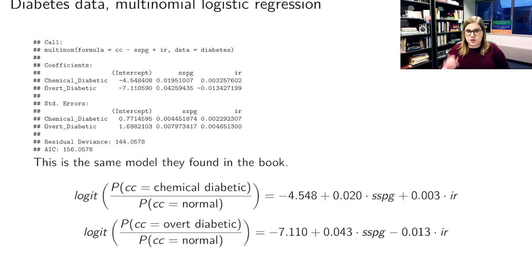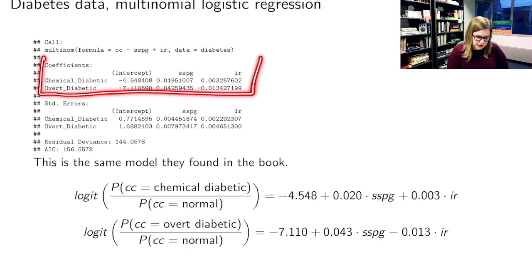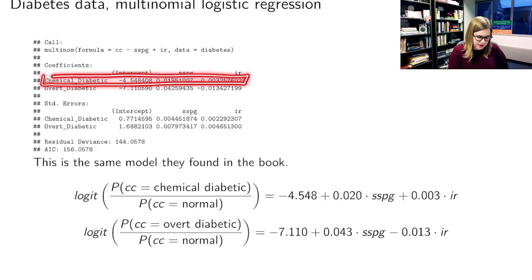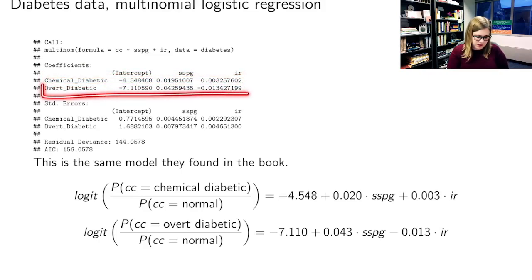So if we think about this with our diabetes data, I've fit this diabetes model using R, and then I have some output. And the output looks a little different than we're used to. So this section right here is the part that we're focusing on right now. These are the coefficients. And what it does is it gives me one line for the chemical diabetic and one line for the overt diabetic. And with each one, I get an intercept, and then I get a coefficient for SSPG and a coefficient for IR. And I could use those to write out my models.